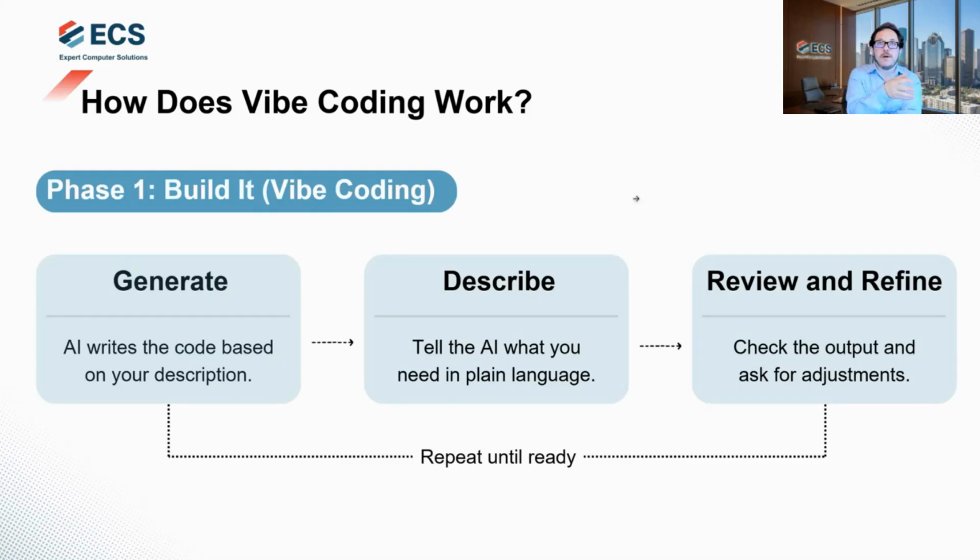So I'm simplifying this to make it sound very easy for you. In a way it is, but there are some other components of how this works so you guys understand. How does vibe coding work? Well, phase one, you build. AI writes the code based on your description. So you tell AI what you want to create, in as plain language as possible, and then you check the output. AI could even give you a plan, saying, okay, here's your idea, here's the plan of how it's going to look.